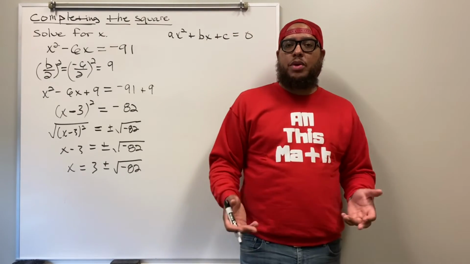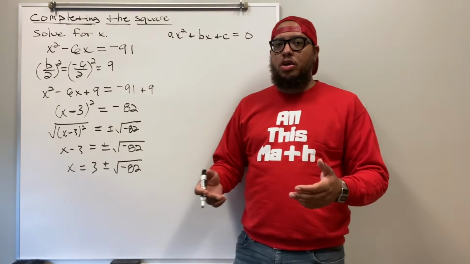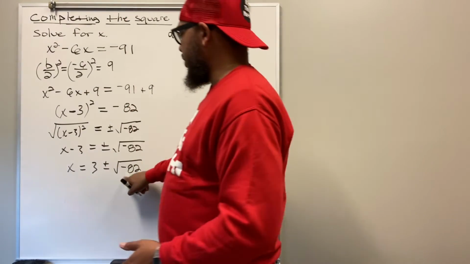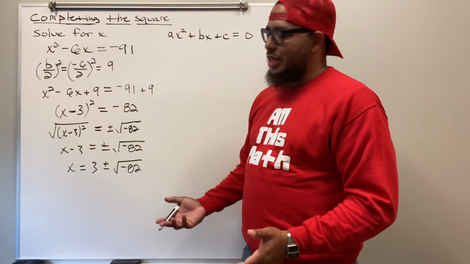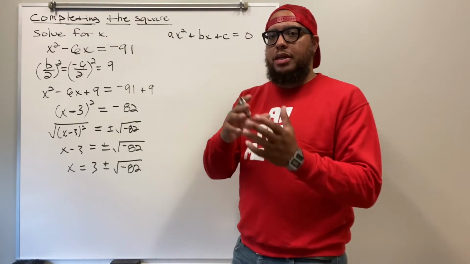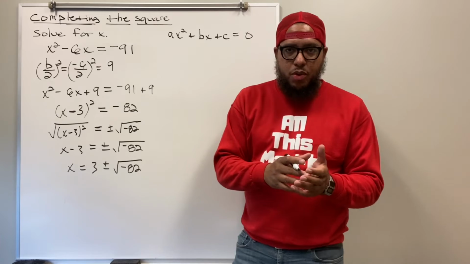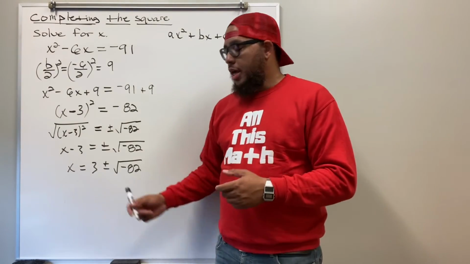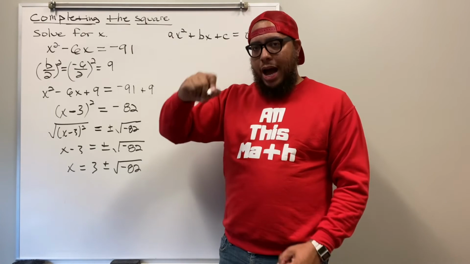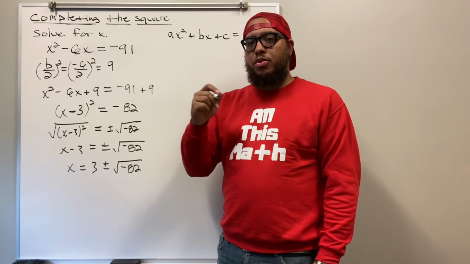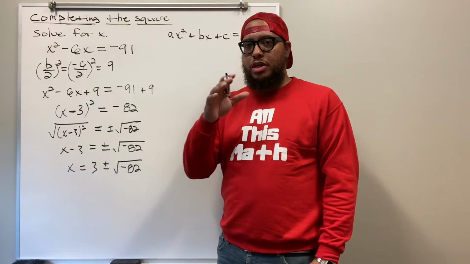But we have a way to account for that called imaginary numbers. So basically the way you do it is you break this down, right? And 82 is not a perfect square, so we just leave the 82. But you want to separate negative 82 into negative 1 and 82, because that's equivalent to negative 1 times 82. And we use the lowercase letter i, which stands for the word imaginary, to represent the square root of negative 1.